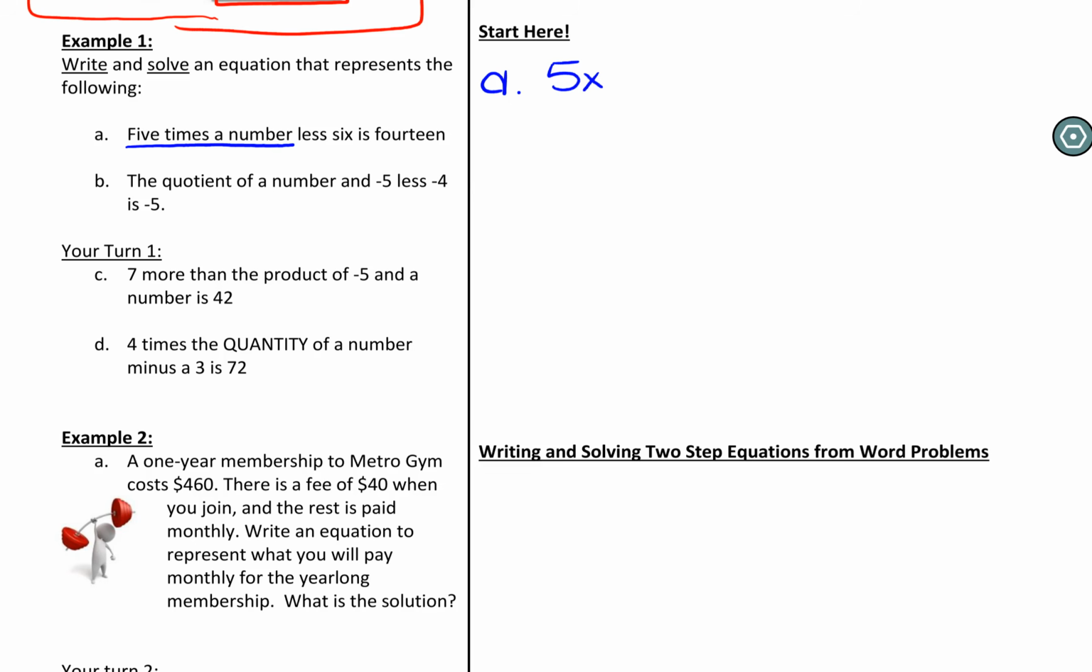The next part here was less 6. So where is the number part in this equation? We are subtracting 6 from 5 times x. And then is 14. Remember, the word is means equals 14. And we can go ahead and solve this equation that we've created, 5x minus 6 equals 14, by, of course, adding 6 to both sides. 5x is equal to 20. We can see that 5 times a number is equal to 20. That number has to be 4 for this to be true.